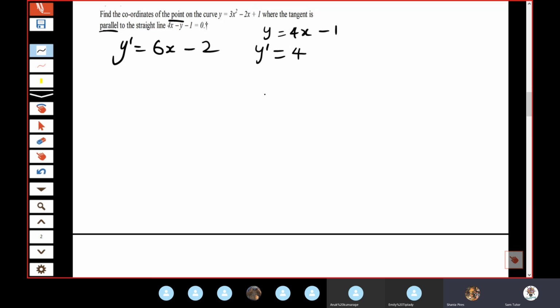There it is. And then what are you going to do? If you know that they are parallel to each other, what does that mean about their y dashes, their gradients? They're the same. So what are you going to write? They're the same. Come on. So 6x minus 2 equals 4. Yeah, exactly. Plus 2. So that becomes x equals 1. You wanted a point. What are you going to do? So we need to find y, sub it in, I guess. Sub it in. You are right.